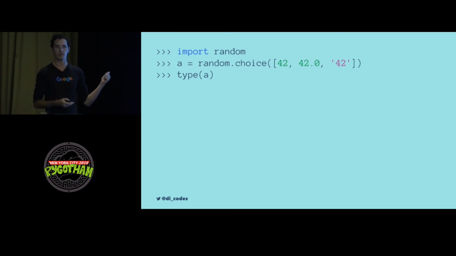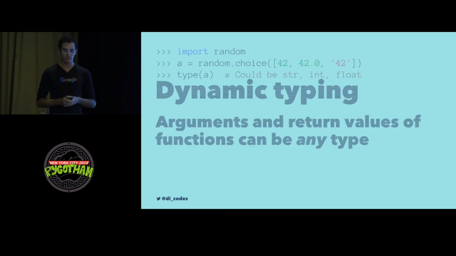So what is the type of a here when I evaluate this? Well, it depends, it's non-deterministic, right? It depends on which random object was chosen from that list. So it could be a string, could be int, could be float. It doesn't matter. That variable can contain any of those types.